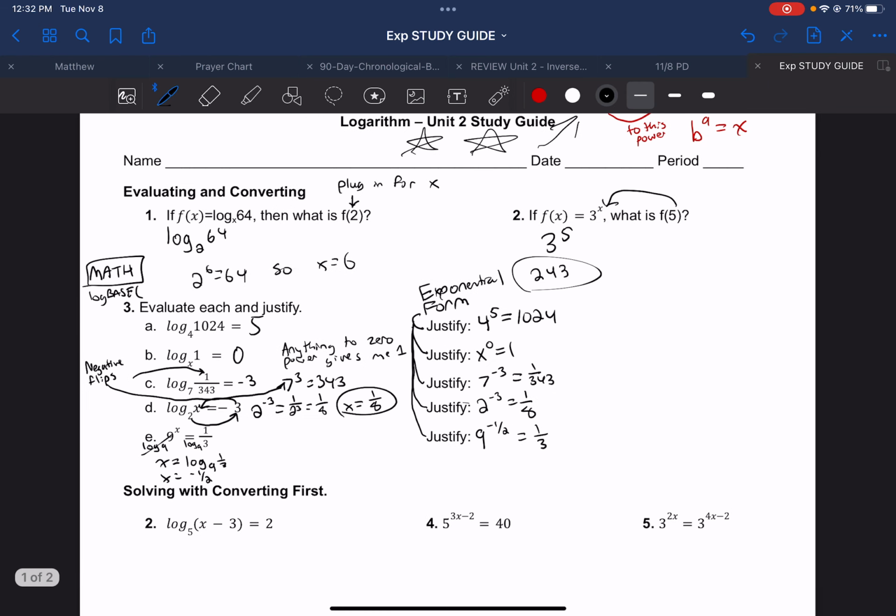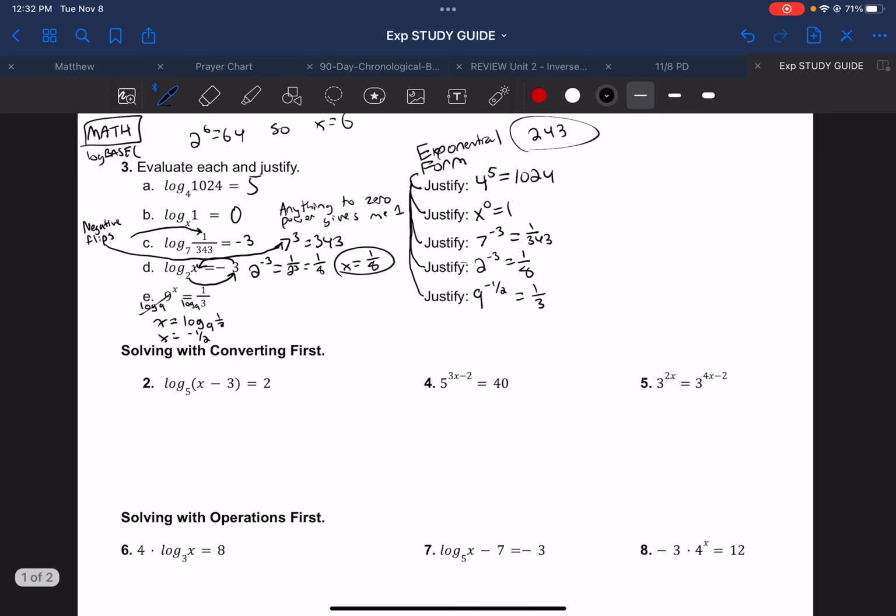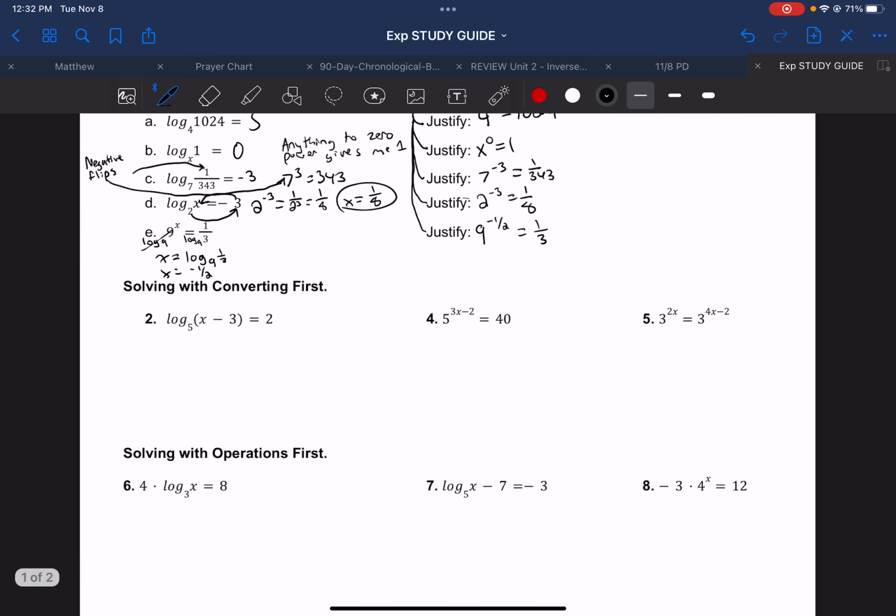So, now we move from evaluating, right, important to see what we're doing, moving from evaluating to solving with converting first. And it's going to be laid out like this on the test too. So this means convert to exponential form or log first. Right? If it's in exponential, switch it to log. If it's in log, switch it to exponential, right?